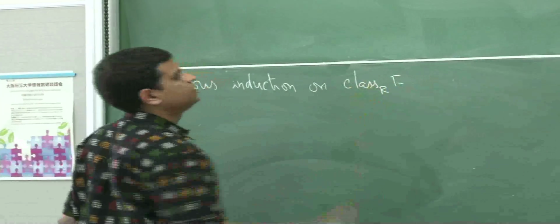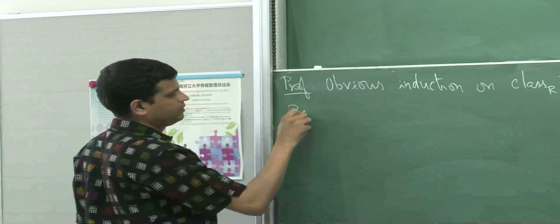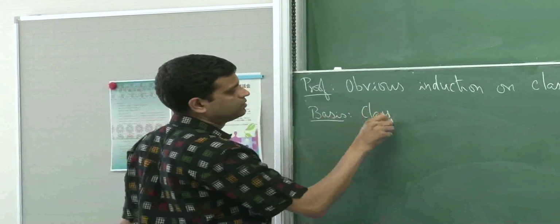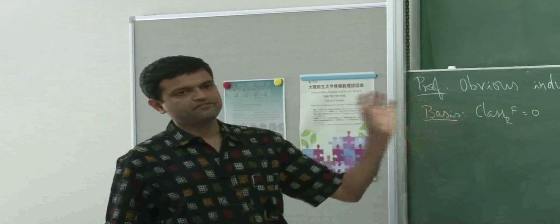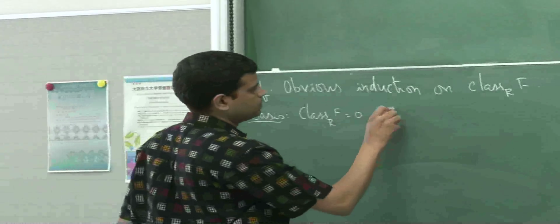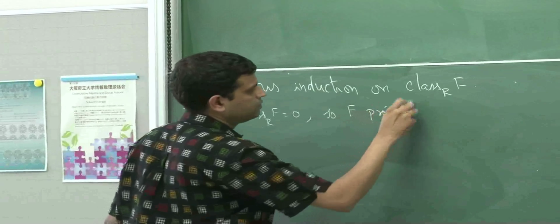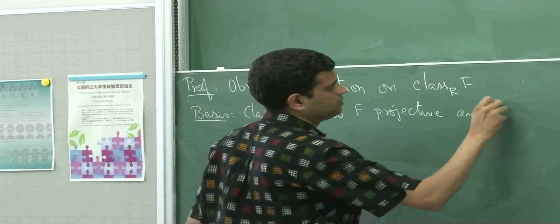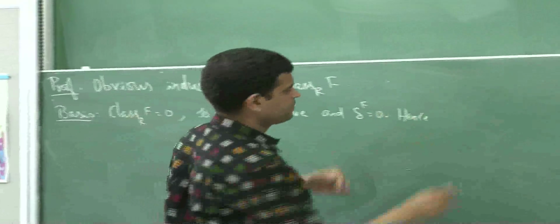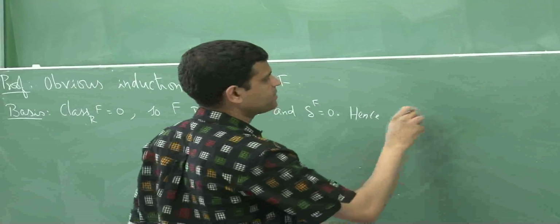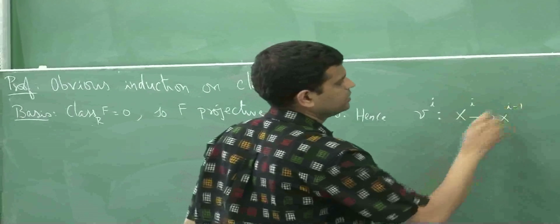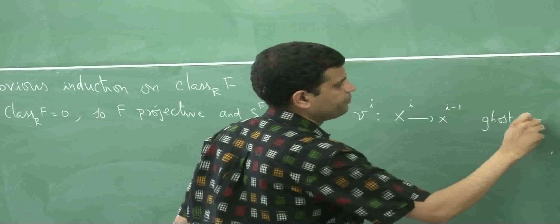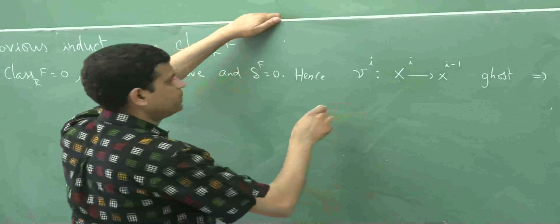On the class of F. So what's the basis? Suppose the class is 0. What does it tell you about F? If you think about the definition, it just means that F is a projective module with no differential. Hence, now you can look at any step. If you look at this, x_i to x_{i-1}, this is a ghost, and it stays a ghost after tensoring with P, tensoring with F.